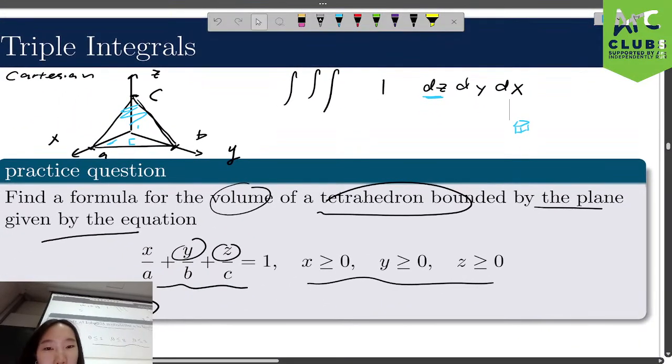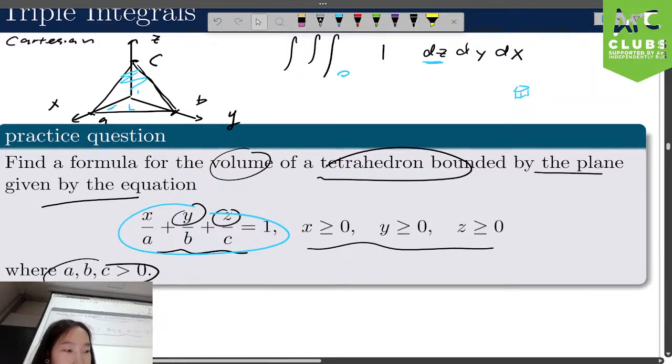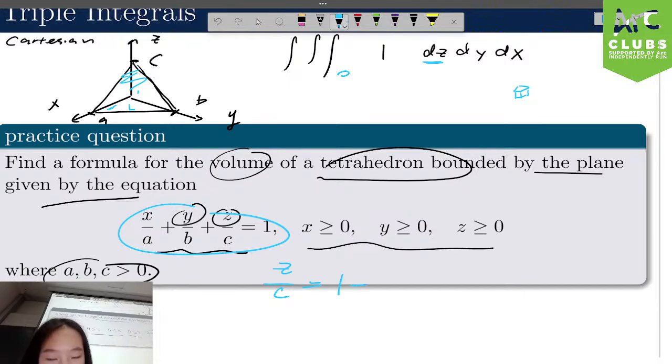So that's from 0 to the plane over here, which we can use this formula to get. So how do we get the plane for z? Basically, we can use z over c equal to 1, take away x over a, and take away y over b. We'll just move those two parts to the other side. And z would just be the whole right-hand side times c, right?